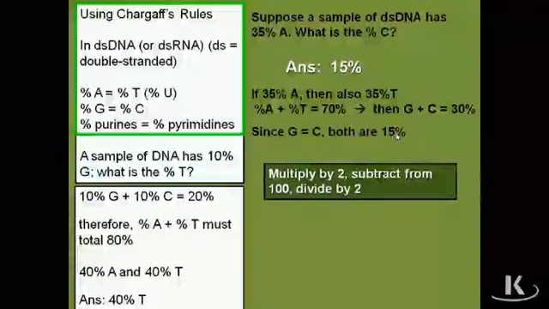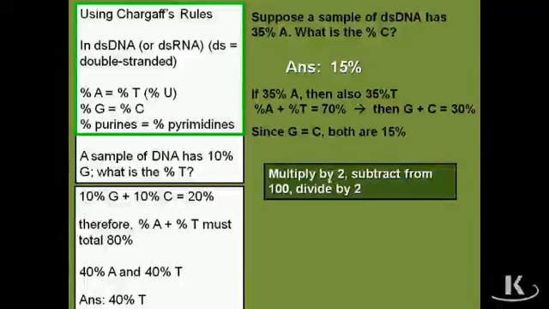If you're the type of person that wants a really good shortcut, and I think shortcuts are great: if you're given one of these Chargaff's rules questions, and you're given the percentage composition of one of the nucleotide bases, you simply multiply that by 2 to give you the G's and C's, or A's and T's. You then subtract that percentage from 100, and then you divide that by 2. That would be the easy shortcut for answering one of these questions. You multiply it by 2, you subtract it from 100, and then you simply divide it by 2.